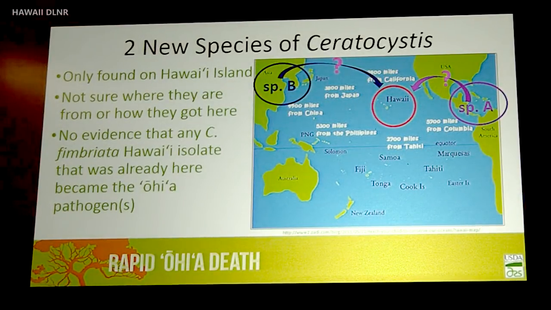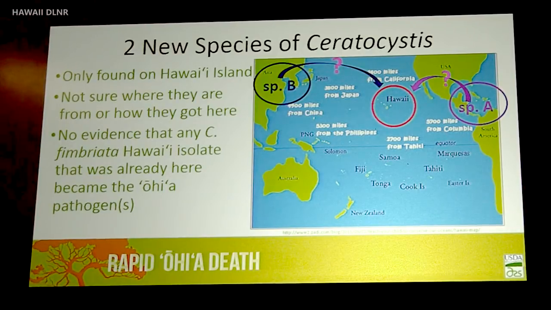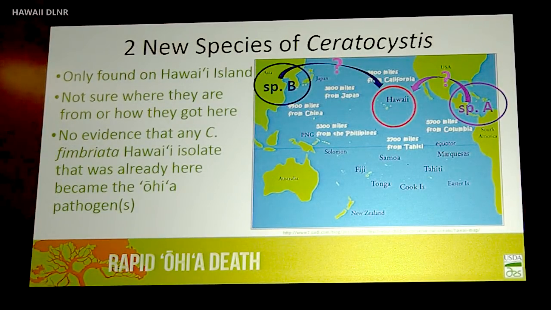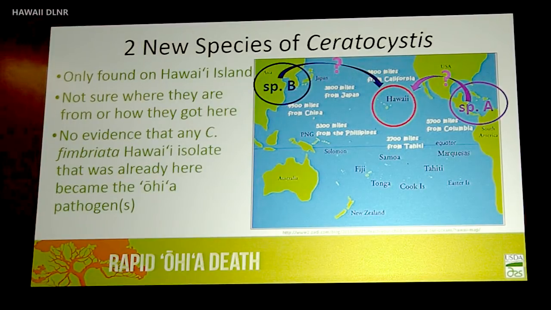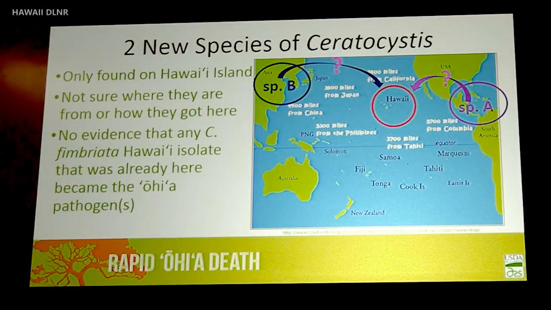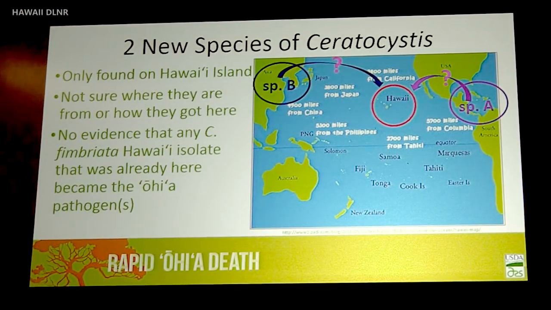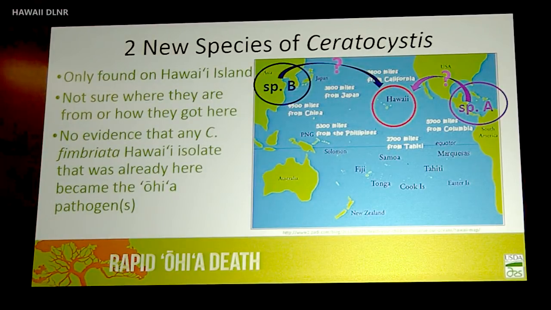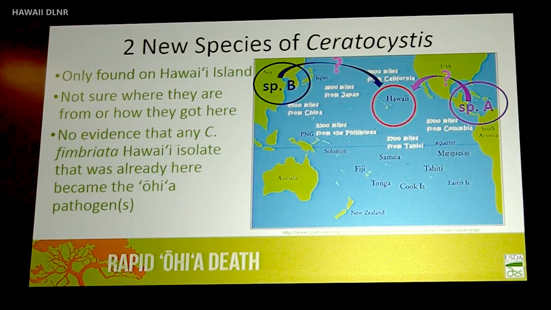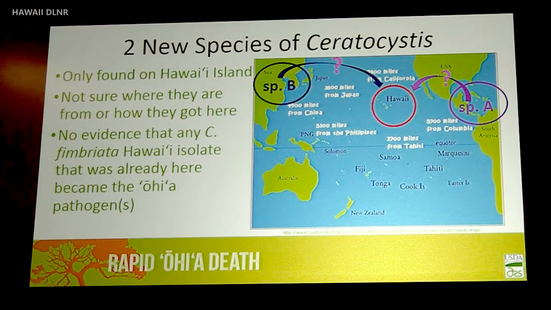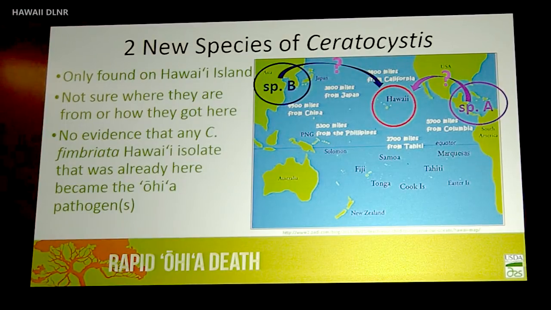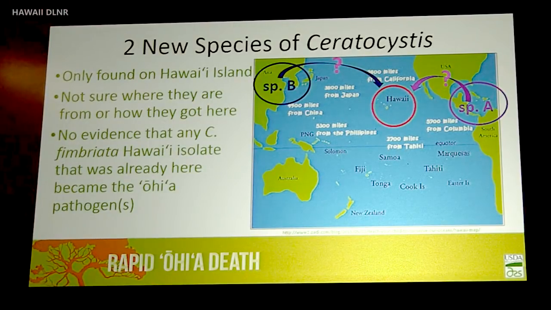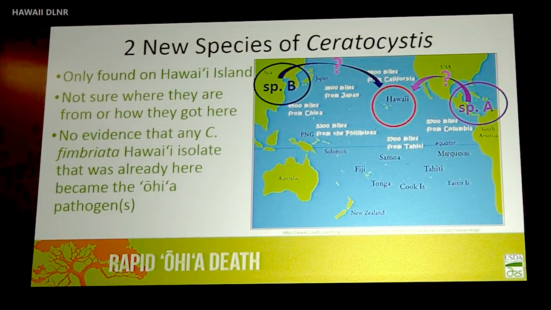Okay, with all of that work being done, this is what we can say. There are two new species of Ceratocystis, okay? These two new species are only found on Hawaii Island. After all that work, we're still not sure how they got here. We're still not sure where exactly they're from. But the map indicates what region of the world the most similar cousins are located, okay? The Caribbean, Latin American region for species A, or Ohia, the Asian area for species B, Ohi'a.